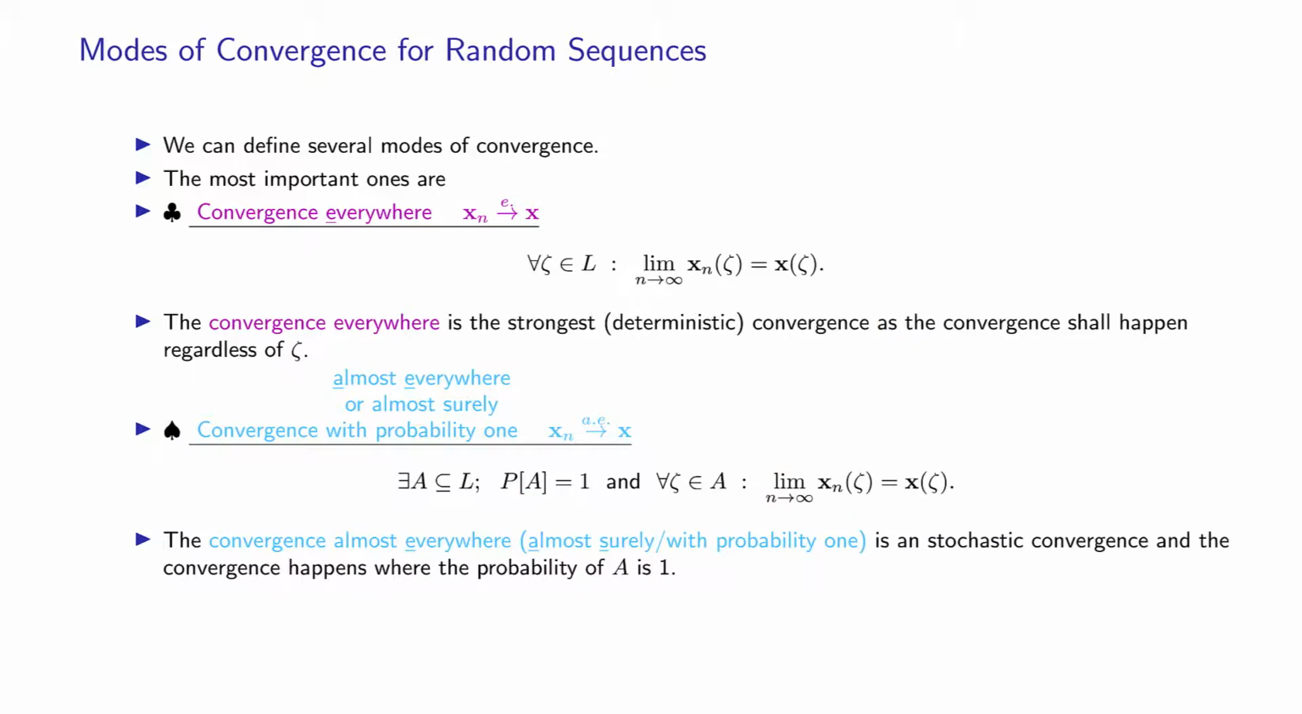Almost everywhere convergence, which sometimes we refer to as almost surely or with probability 1, is a stochastic convergence. This type of convergence depends on your probability measure. But in the first one, you see that probability doesn't appear, whereas here probability appears. So this is a stochastic convergence, and the first one is not a stochastic convergence. This is a big difference.